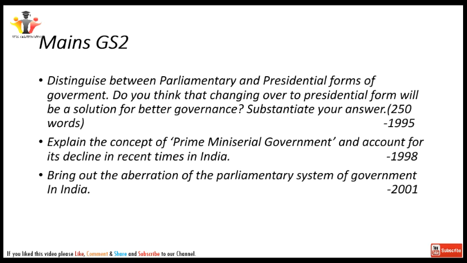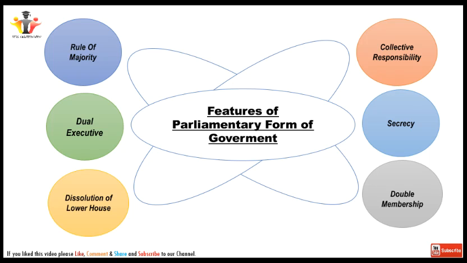when it was asked in India, and bring out the aberrations of the parliamentary system of government, that is, the lack of functioning or deviation from its norms, as the parliamentary system functions in an ideal way.